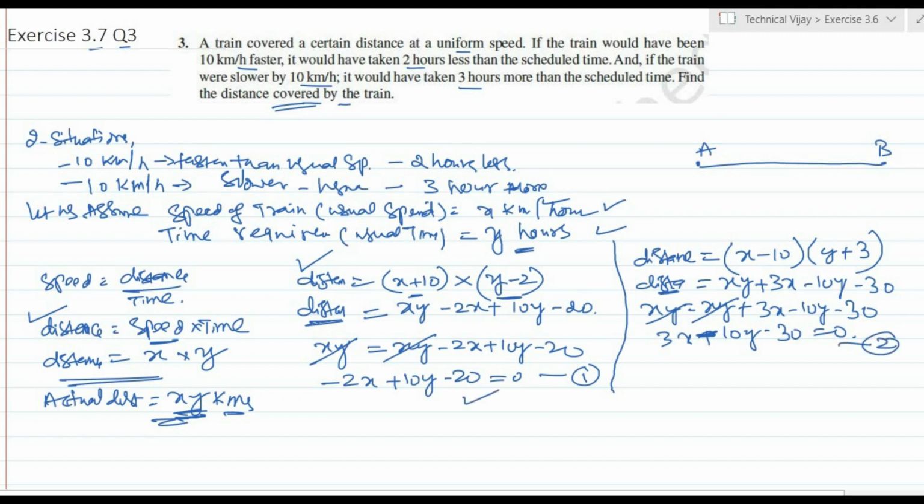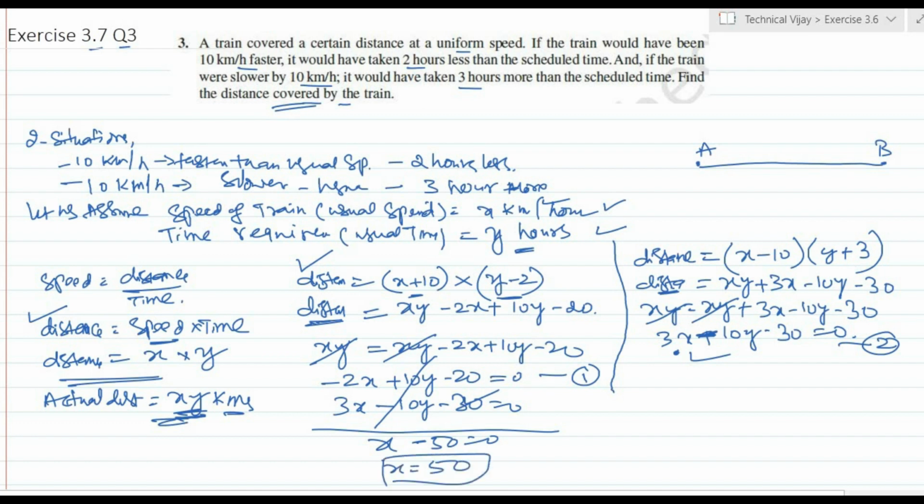Now we will solve these two equations. I will write equation 1 and below it equation 2: 3x minus 10y minus 30 equals 0. Now I add these equations, because here we have plus 10y and minus 10y, so these get cancelled. Minus 2x plus 3x is only 1x, and minus 20 minus 30 is minus 50 equal to 0. So x is equal to 50.